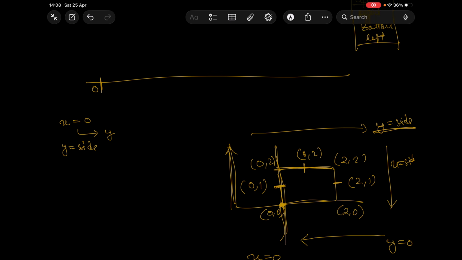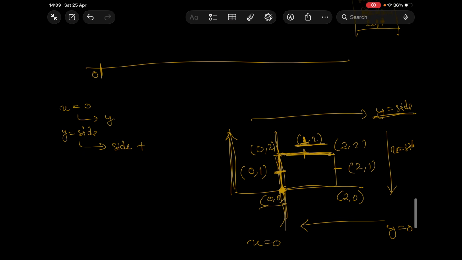If y is equal to side, what is the length for this one? If you see from here, it is this side plus this point, right? So here it is 2 plus 1, 3. Okay, from this point if we calculate the Cartesian distance, it would be 3. So if y is equal to side, then what we need to plot is side plus x.